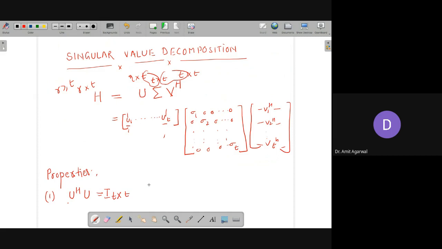What does it imply? That U is orthonormal. U has orthonormal columns. Just see this. Do you follow this or not? If I say U Hermitian U is equal to the identity matrix, it means U has orthogonal columns. Can you prove that?